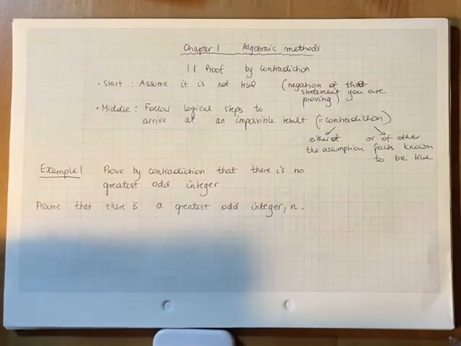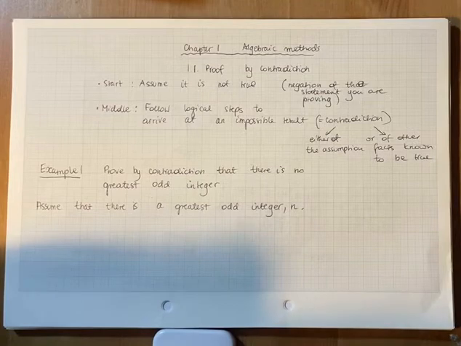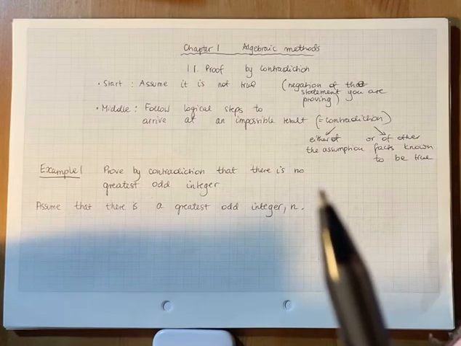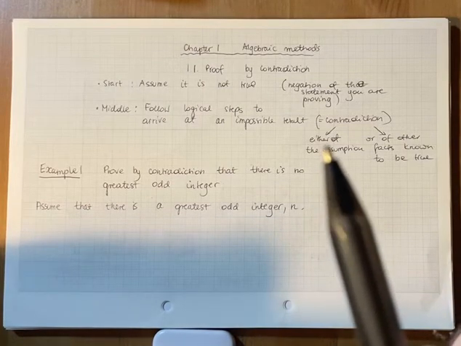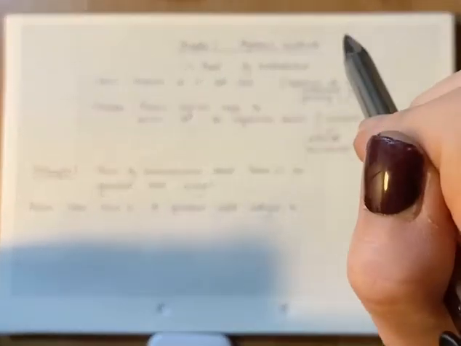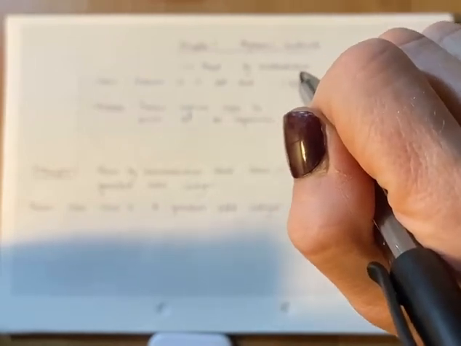Chapter 1, Algebraic Methods, Section 1.1, Proof by Contradiction. So what is proof by contradiction? You are going to assume that the statement that you are trying to prove is not true. It's called the negation of the statement that you are trying to prove. And through the logical process, you're going to arrive at an impossible result. So it could be a contradiction of what you are proving, so a contradiction of your assumption, or of some other fact that is known to be true.